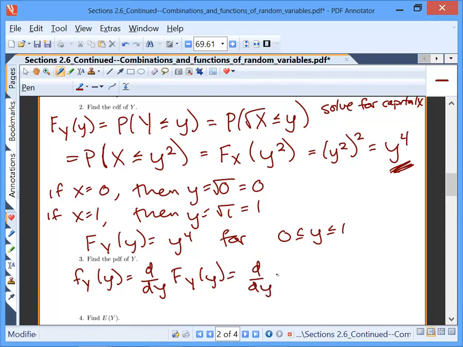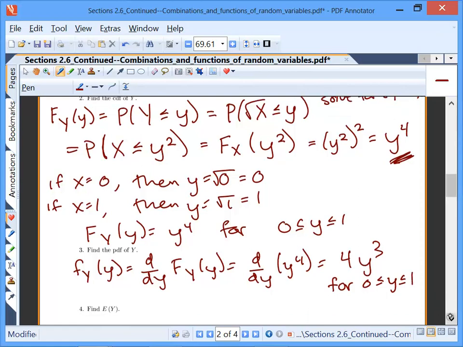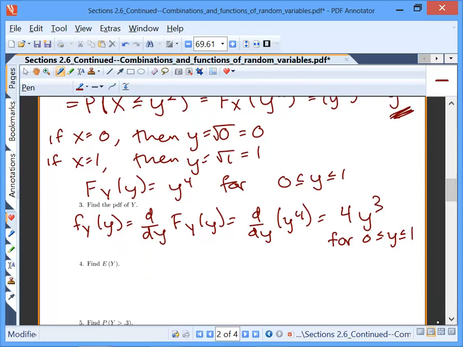So the derivative of y to the power of 4 gives me 4y cubed. And again, what are my bounds going to be? For y between 0 and 1. So we went from the PDF of x to the CDF of x to the CDF of y back to the PDF of y. Seems like a lot of work, but we got here.